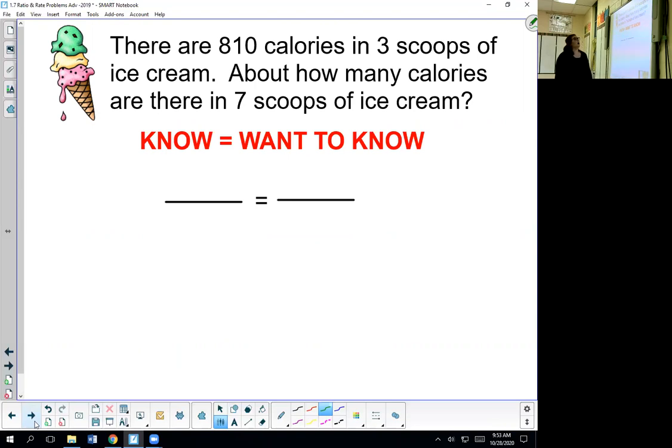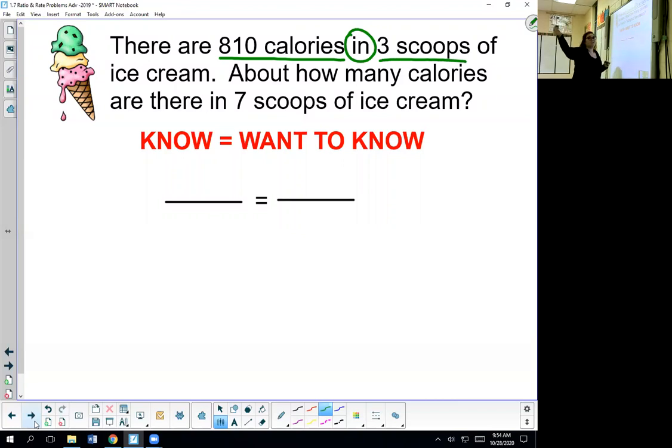That's a lot of calories. About how many calories are there in 7 scoops of ice cream? So what do we know? What we know is the rate that's already given. What rate do we know automatically? Right here, first sentence, 810 calories in 3 scoops.